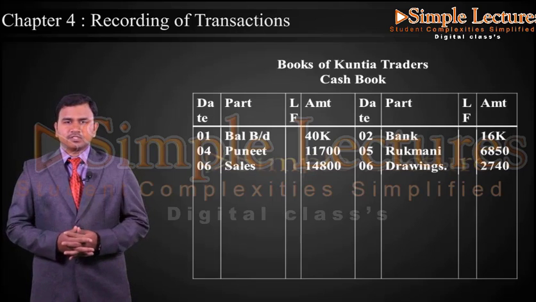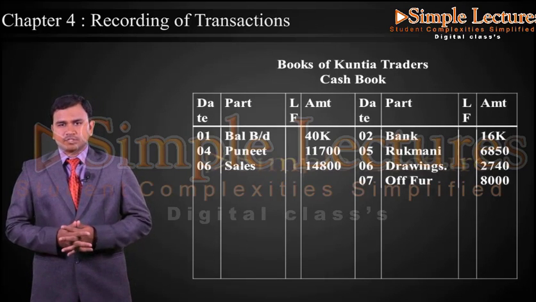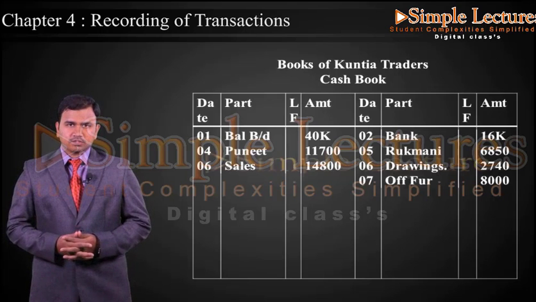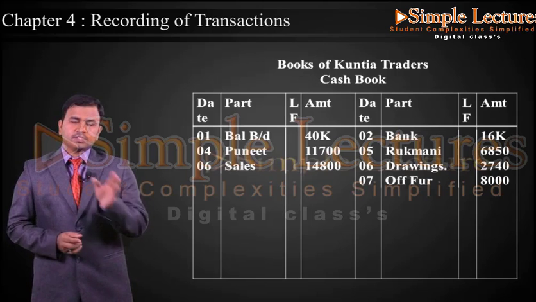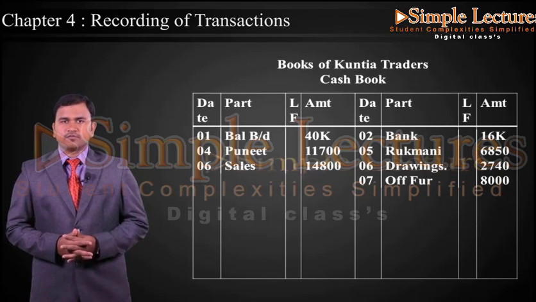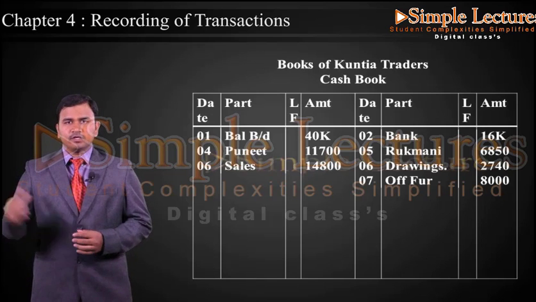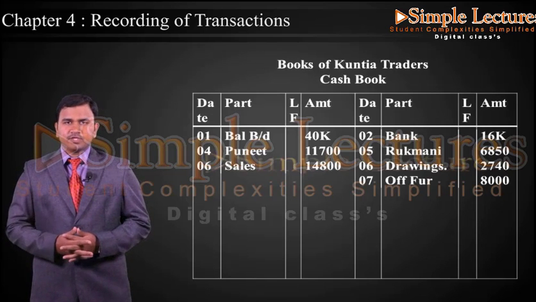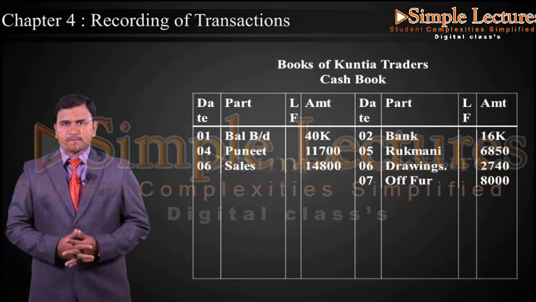Then the next transaction we have is purchased office furniture on September 7 for rupees 8,000. So here we are purchasing office furniture. On one side furniture is entering the organization, and for the same the payment was made. So this will be recorded again on the credit side. The date will be September 7 by furniture account in the amount column 8,000.